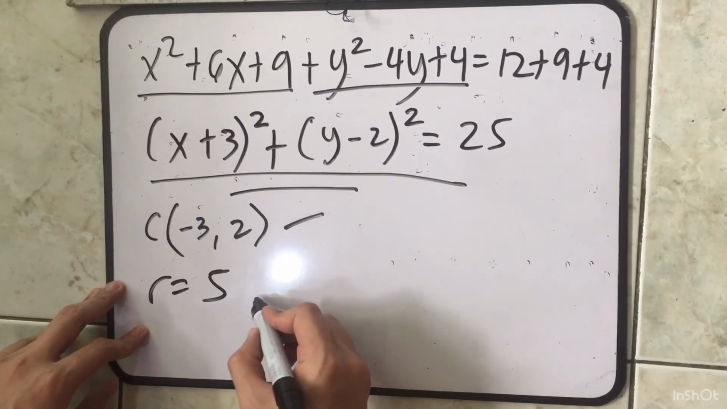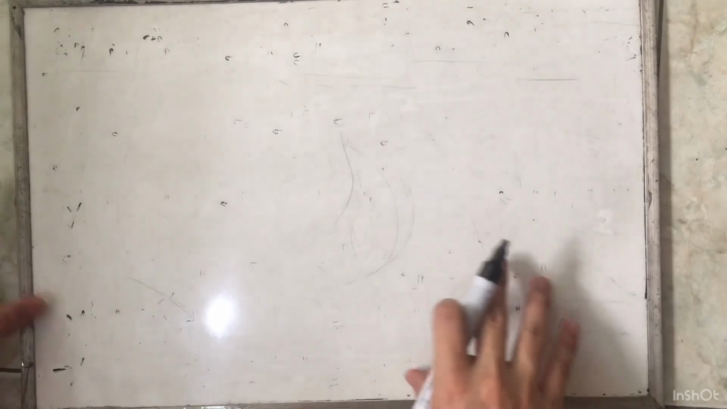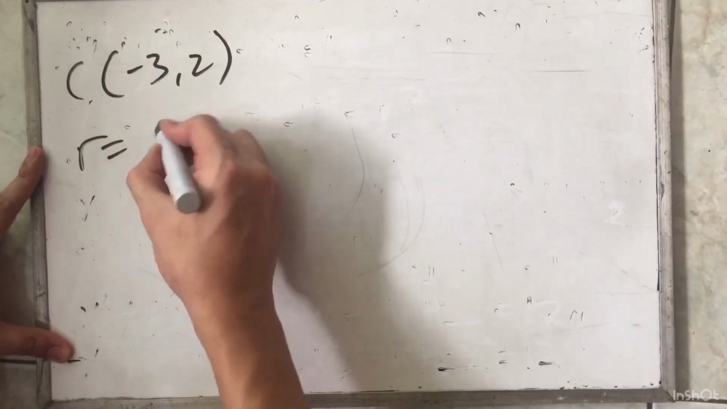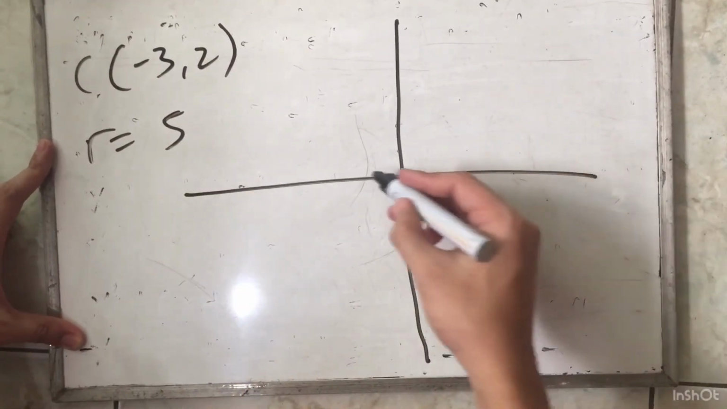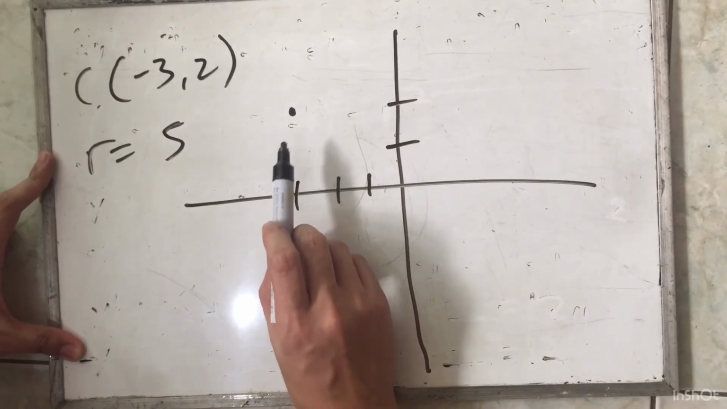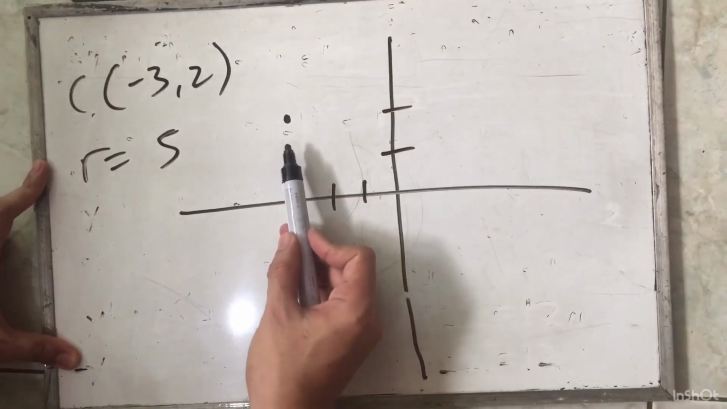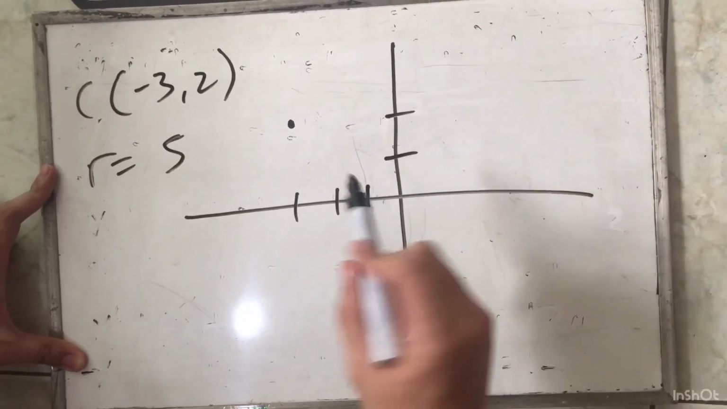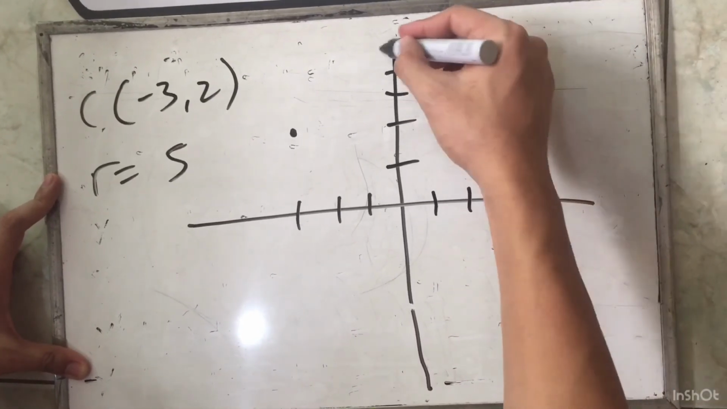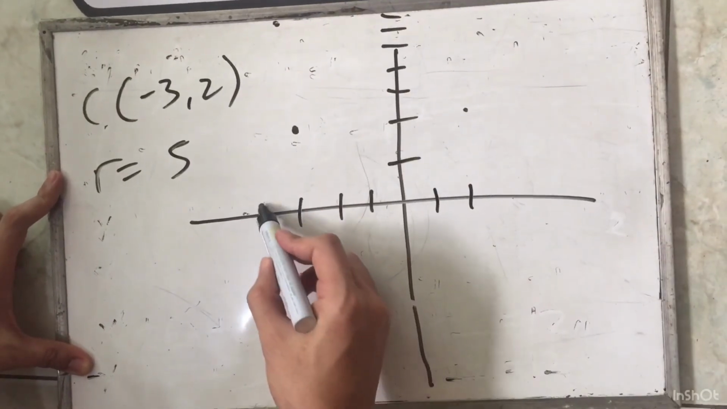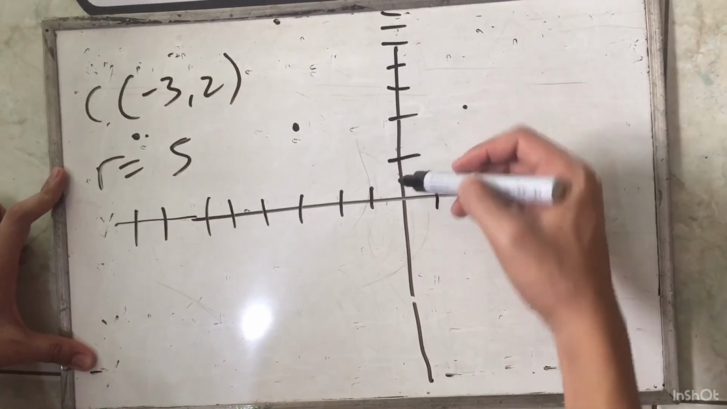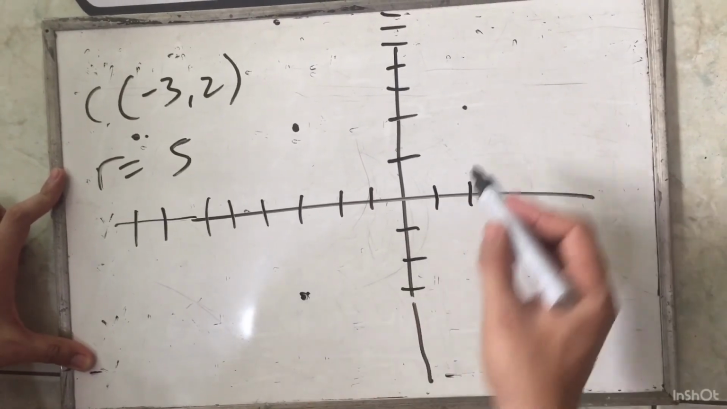This is now the center and the radius. To graph the equation, we have the center, that is (-3, 2), and the radius is 5. From the center, we're going to count 5 units to the left, 5 units upward, 5 units to the right, and 5 units downward. So from the center, we have 1, 2, 3, 4, 5. This point, 1, 2, 3, 4, 5. And then 1, 2, 3, 4, 5. So the circle looks like this.